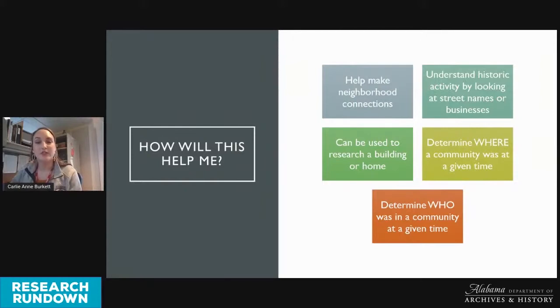These are great resources for researching structures or companies. You can also determine where a community was at a given time or when it may have come into existence. It can also help you determine who is in the community at a given time.